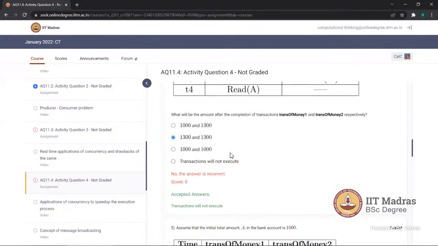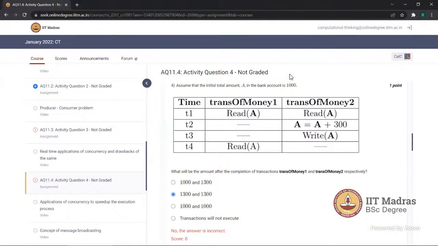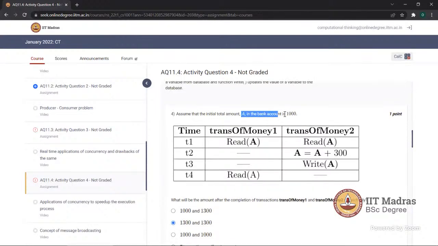Yes, please explain. Right now, whatever we were discussing will happen in the standard scenario. But in this case, at T1 we are trying to read the same account's balance at the very same time. At T1, read A and read A, for two different transactions we are trying to read it. And the value for both transactions will be the same, 1,000.